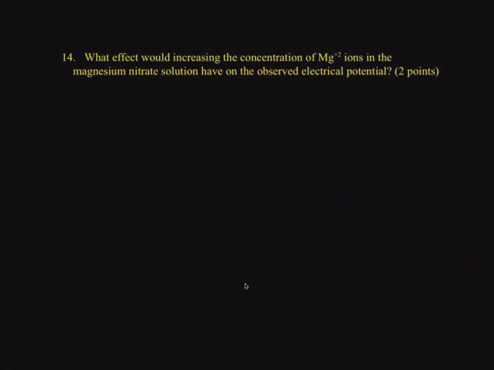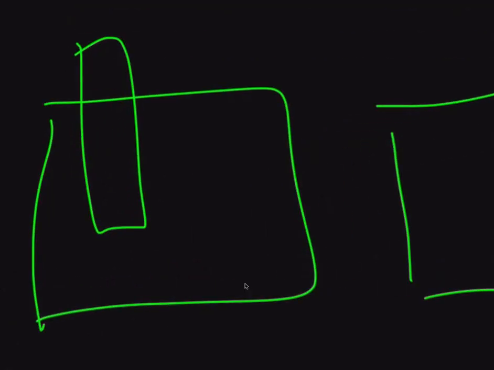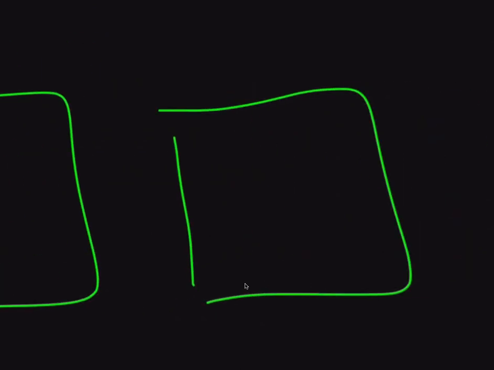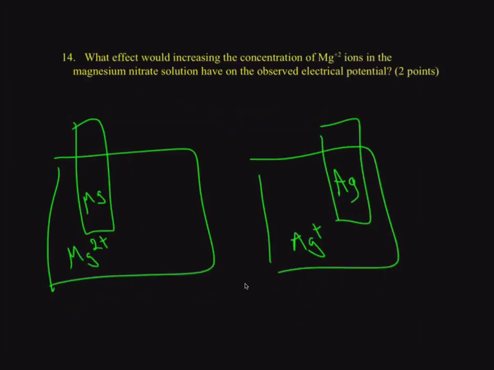The last question is, what effect would increasing the concentration of magnesium ions in the magnesium nitrate solution have on the potential? Well, here's the way it looks. I'm going to simplify the drawing. I'm going to leave out the salt bridge, even though we need it for the circuit. So we've got magnesium ions on one side, and we've got silver bar, and we've got silver ions in the other side, and we've got the wire connecting the two, which is where the electrons are going to pass through.